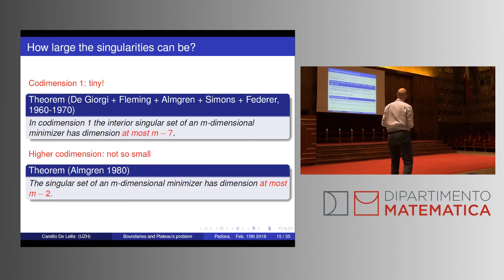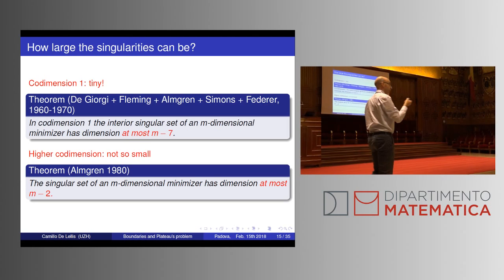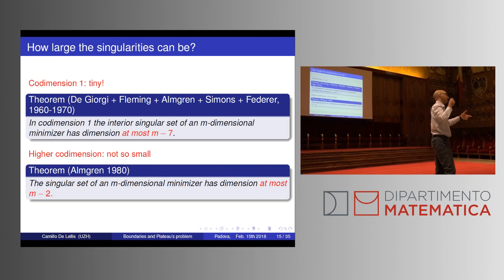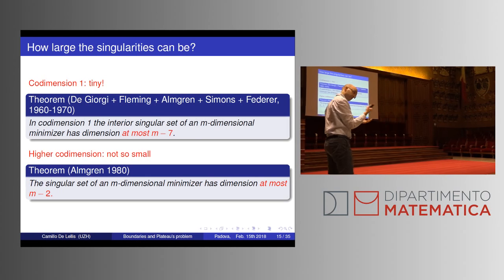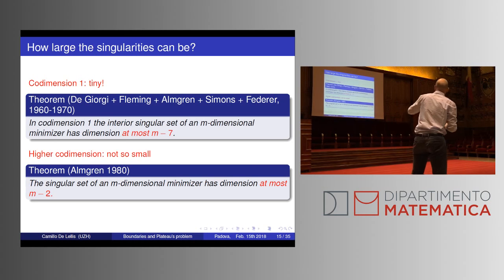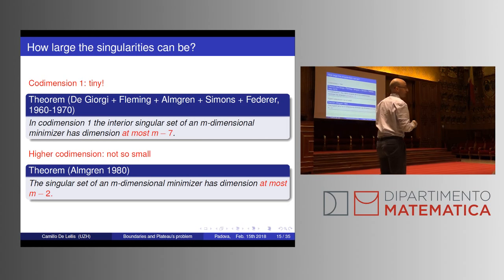Now, in higher codimension, there's also another theorem, by Almgren in 1980, and it tells you that also the example of Federer is optimal. So in higher codimension, an m-dimensional minimizer has a singularity which has dimension at most m minus 2. So if you have a 2-dimensional surface, the singularity can only be 0-dimensional, so can only be some points. So it's very nice because it tells you that you have the examples and that you have also a full answer on how large the singularities could be. So the examples are the first or the easiest singularity examples that you can imagine. There's nothing more complicated than that.